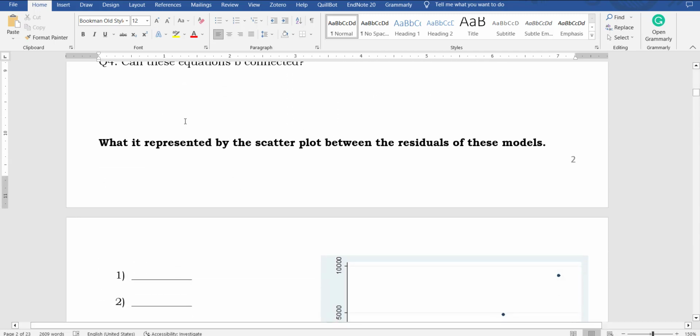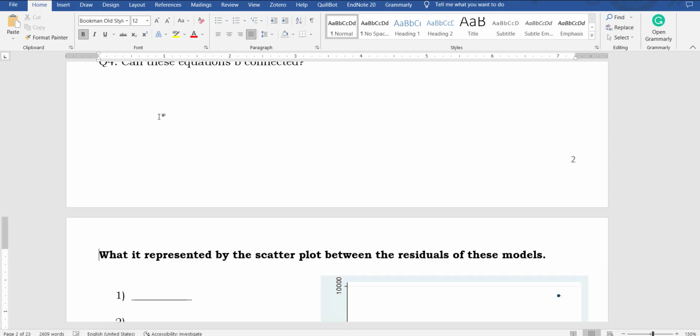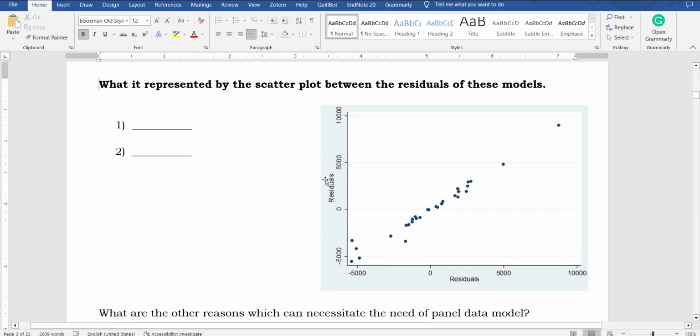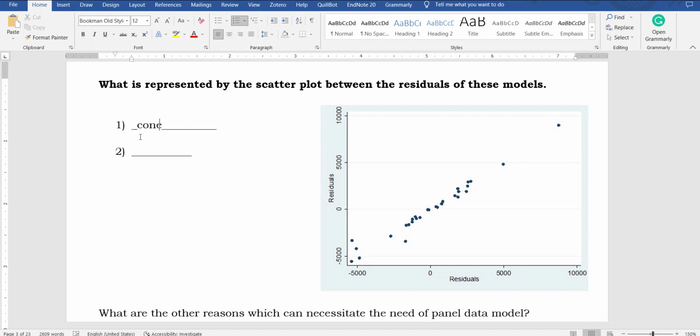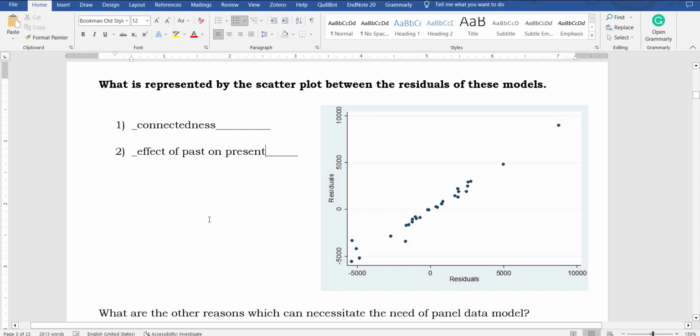So how can we do this? We can do a test on it. What I did was generate the residuals of both of the models and plot a scatter plot. The scatter plot has shown a positive slope. Positive slope means that they are highly positively correlated. What is represented by the scatter plot between them? It is representing their connectedness, or the effect of past on present. So there is some connection.